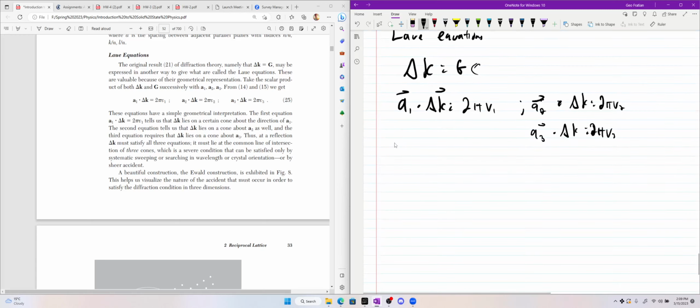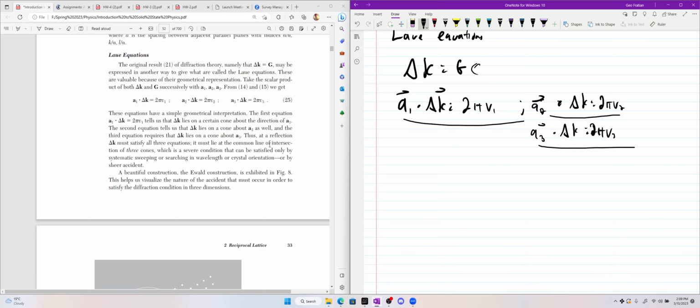The first equation, right, a1 dot delta k equals 2 pi v1, tells us that delta k lies on a certain cone about the direction of a1. Direction of a1, and we have a little cone. Bad drawing, but I think they have a photo later on. Oh, why is my eraser not working? There we go. Okay, and then same with the other two. So we basically have 3 cones, right? So thus, at a reflection delta k, they have to satisfy these 3 equations.